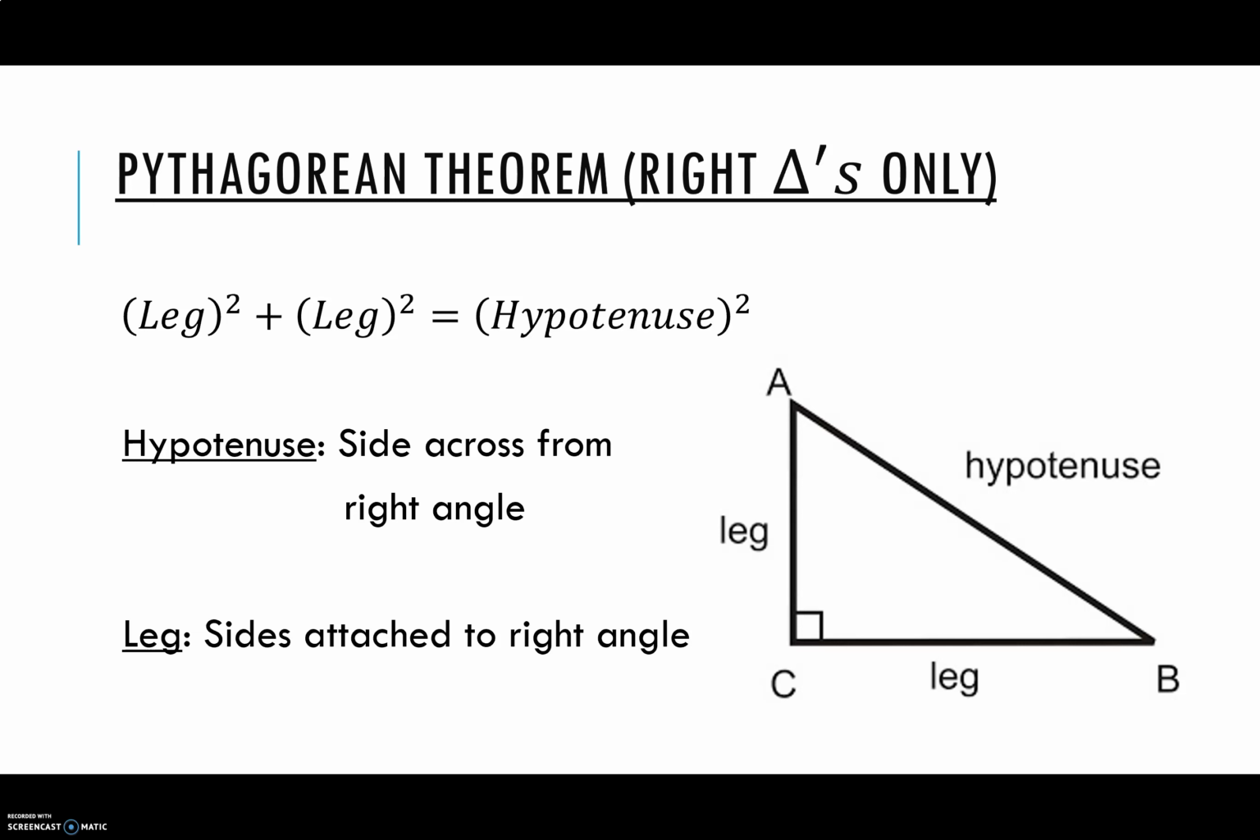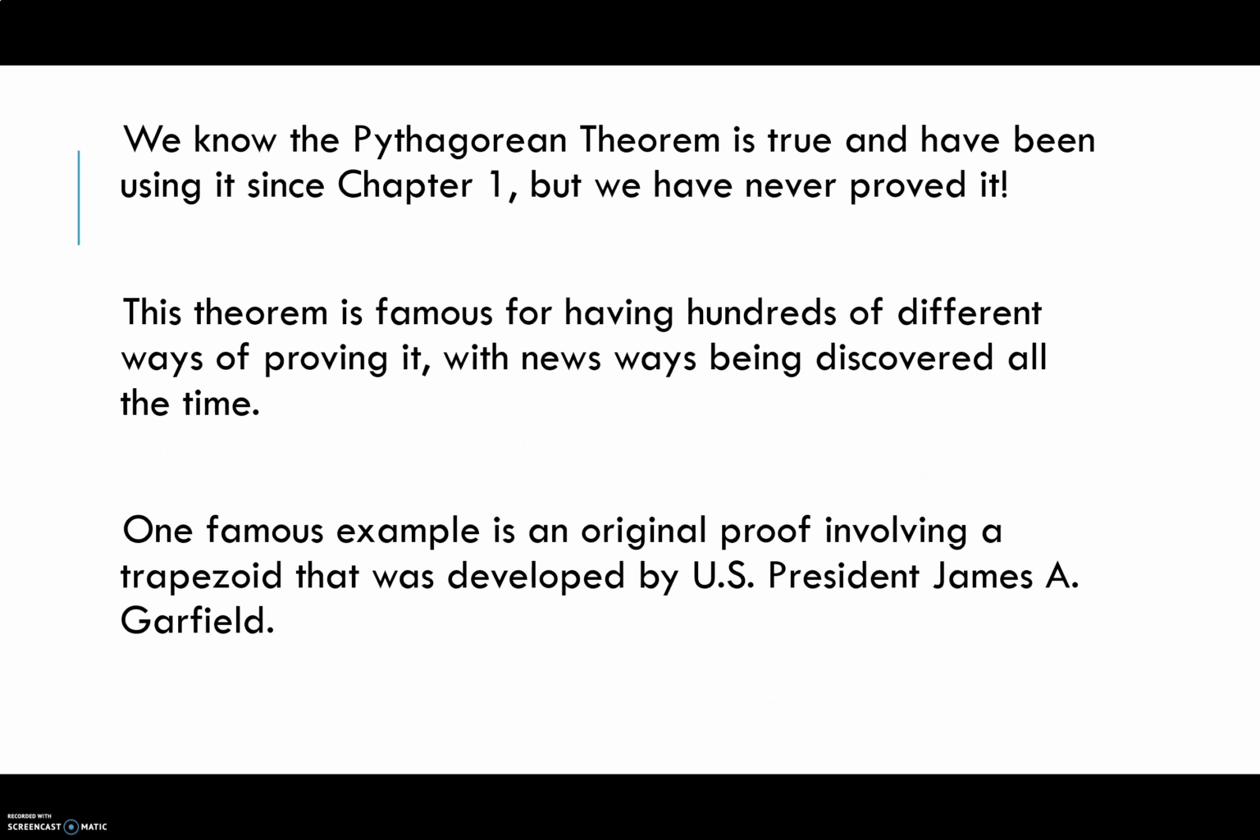Like I said, this is the basis of what we calculated in distance formula. We used this to find side lengths or different lengths inside some quadrilaterals. It's funny that we've been using this ever since chapter 1, but we've never actually proved it. And that's a big focus in this class, that we're always trying to prove whatever it is that we think we know. This theorem's really famous for having hundreds of different ways to prove it.